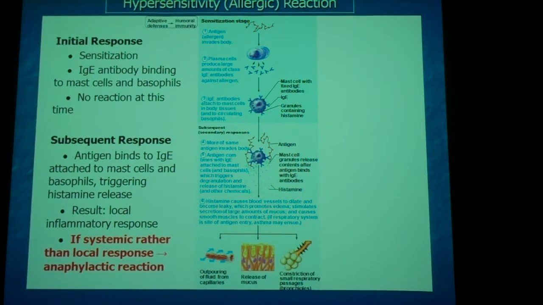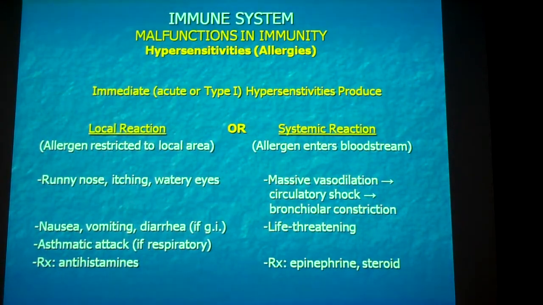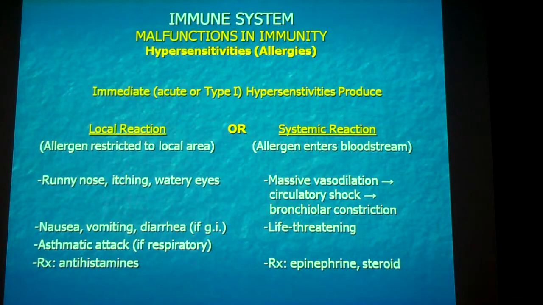All right, so most of the time in type 1, it's a localized reaction. It depends: if it's respiratory, you get runny nose, itching, watery eyes, and so forth. If it's GI, you get nausea, vomiting, diarrhea. And if it's respiratory, you might also get asthma symptoms. It's treated with antihistamines, that's the common treatment.